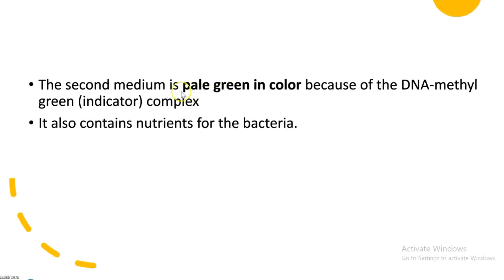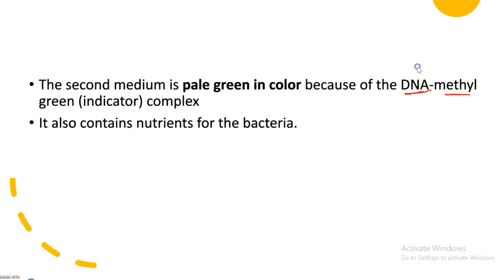So the second medium is pale green in color. So why is this medium pale green in color? This is because of the indicator, that is methyl green. The DNA that is present in DNase agar complexes with methyl green, that is the indicator.